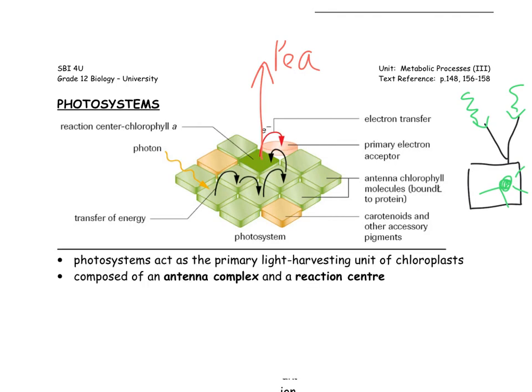So let's make some notes about this so that we have it to look back on. First of all, our photosystems are going to act as the primary light harvesting unit of the chloroplast. So it's not just chlorophyll A working alone. We have all these other pigments helping with that. As I said, it's composed of our reaction center, which is chlorophyll A, as well as that antenna complex, which is made up of all those accessory pigments that we spoke about.